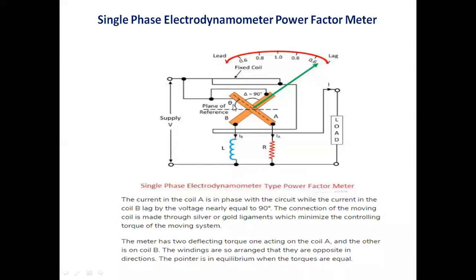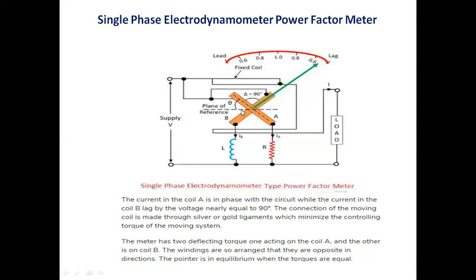The connections to these moving coils are made with gold or silver ligaments, so that they can be completely flexible. Now, going to the working analysis, let us assume the current through coil B lags with respect to the voltage at an angle of 90 degrees, so the angle between the planes is exactly 90 degrees at an instant.